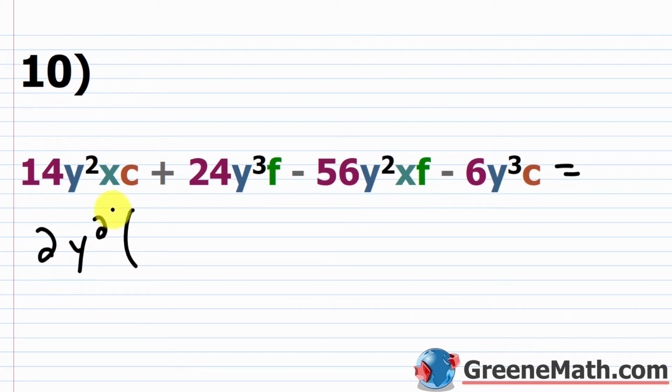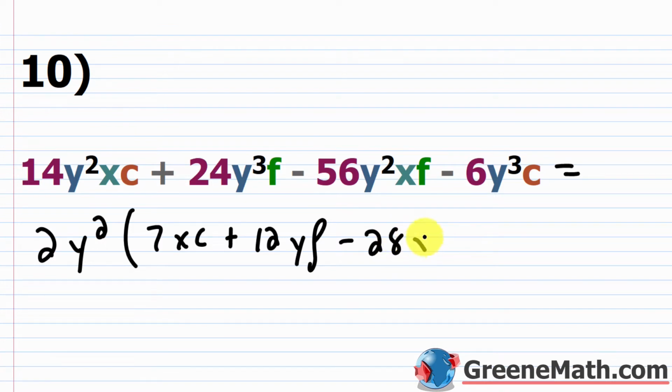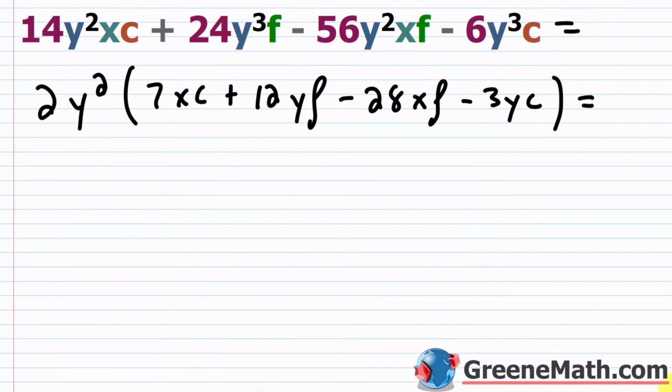So 2y squared, so you'd have 7 and then xc, and then plus you would have 12 and then yf, and then minus you would have 28, you would have xf, and then minus you would have 3yc. Okay, let's close that down. So let's see what we can get into here. Again, we're probably going to have to rearrange stuff.